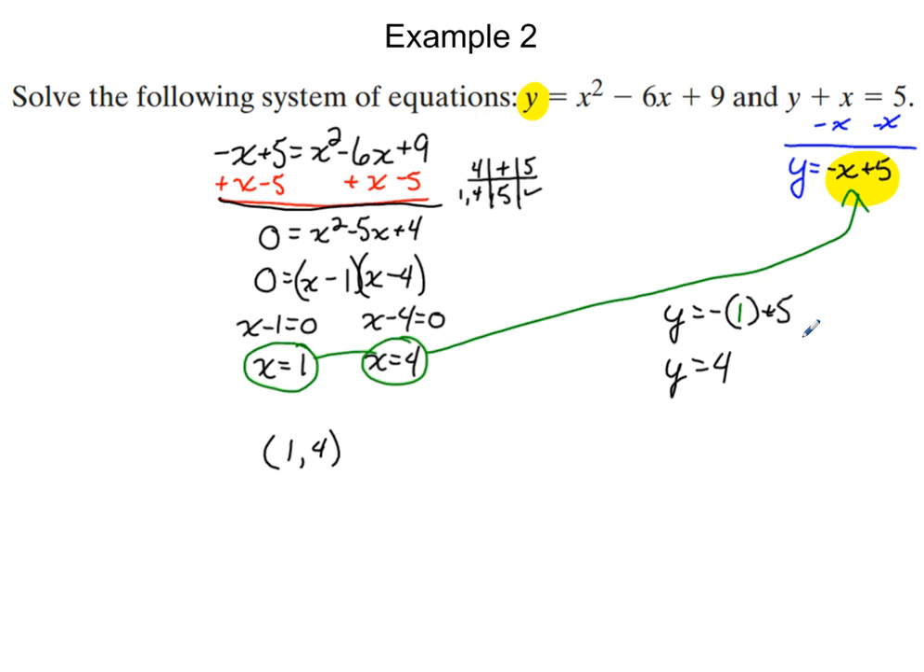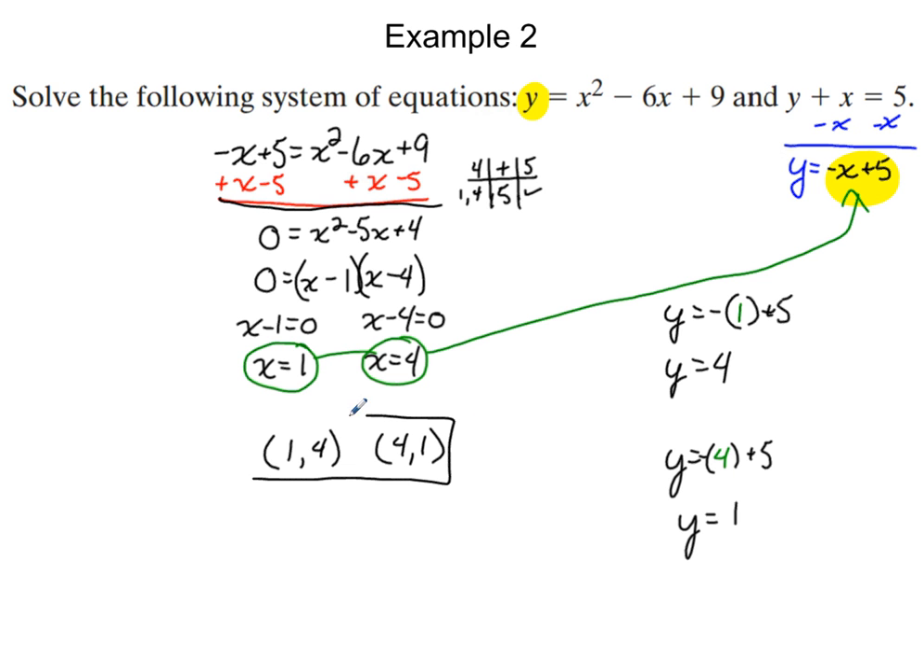And then when I plug in 4 for x, I get y is equal to negative 4 plus 5. Oh, I forgot my negative. Negative 4 plus 5, because there's a negative right there. And then negative 4 plus 5 gives you 1. So that point is the point 4, 1.